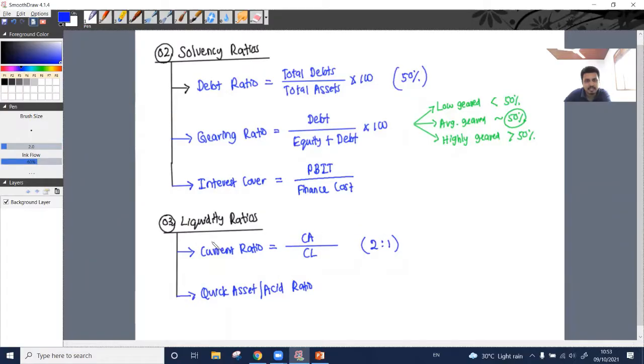If they are at this level, then it is considered that the company has a sound liquidity. The company is in a good liquidity position. If they can maintain a 2:1 ratio, then it is good. Right? The company's liquidity position is sound. That is good. Then the quick asset ratio, how to compute that one?